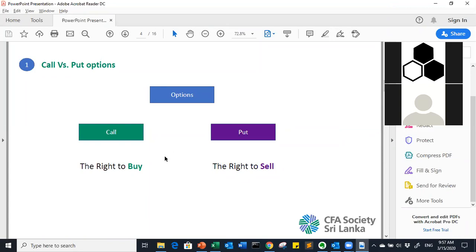So in a situation like that, where you buy an option which gives you the right to sell, when you exercise it, you are going to receive something that is fixed. You're receiving the exercise value by delivering the asset that you have. So a situation like that is what we call a put option.